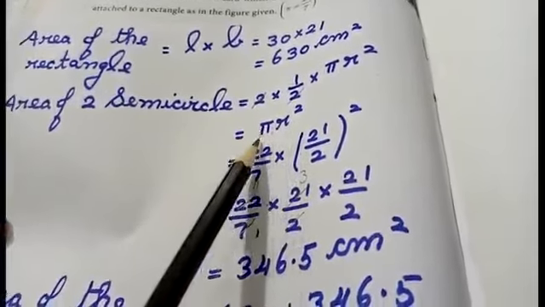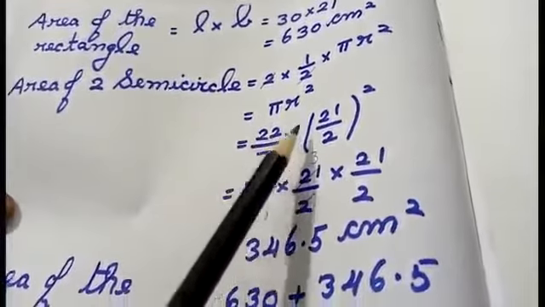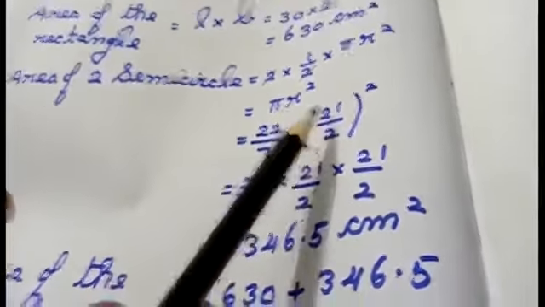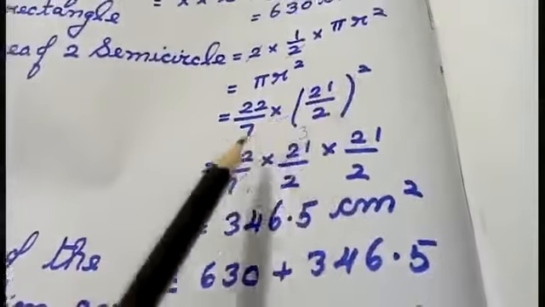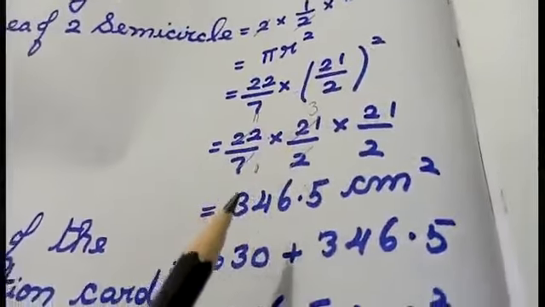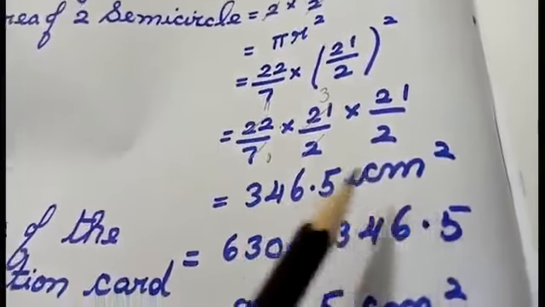The value for pi I am going to take here as 22 by 7, as it is given in your question. And r is nothing but 21 by 2. I am not dividing, I am keeping it as it is. That is 21 by 2 the whole square. Calculate, simplify, you will get the answer as 346.5 centimeter square.